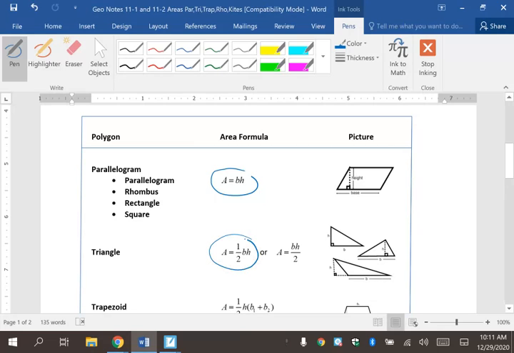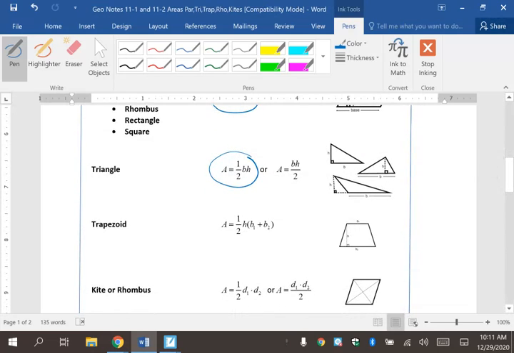A triangle is half of that. It's just half of a parallelogram. A trapezoid might be a new formula for you to know. It is just made of two triangles. So if you take a trapezoid and you can split it into two pieces, you have triangle 1 and triangle 2. You're just adding the two triangles.